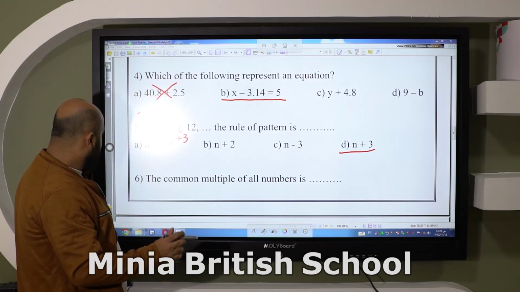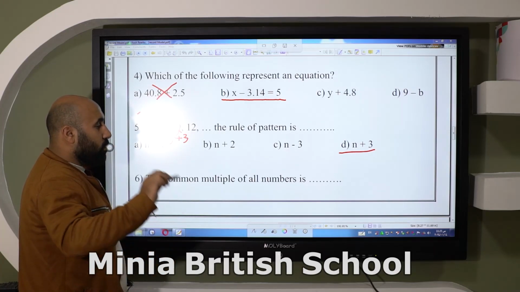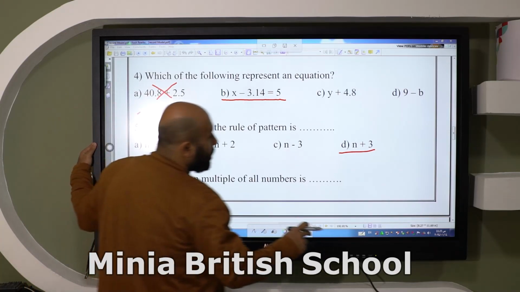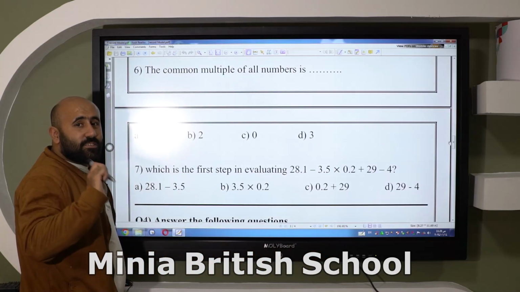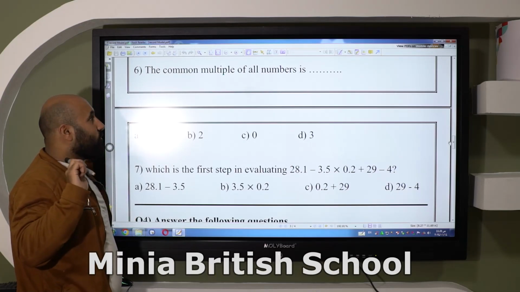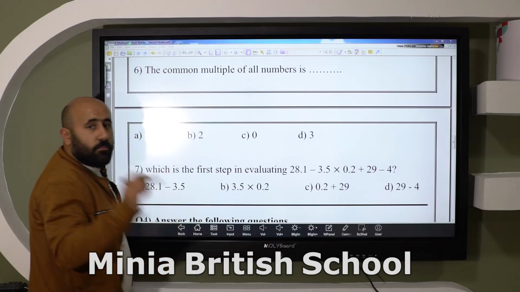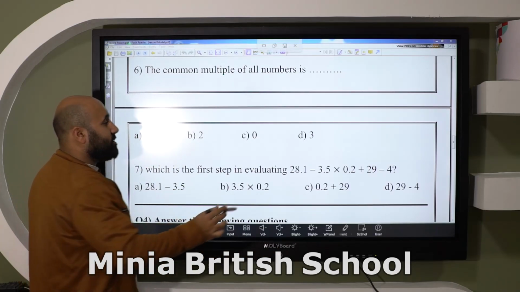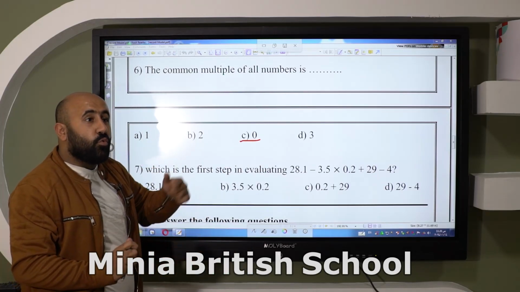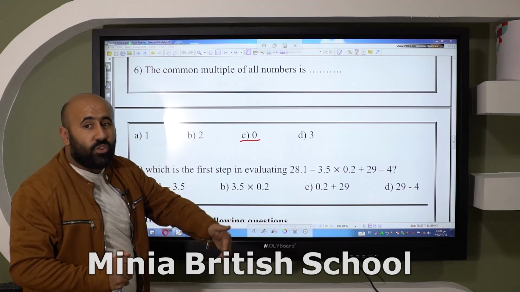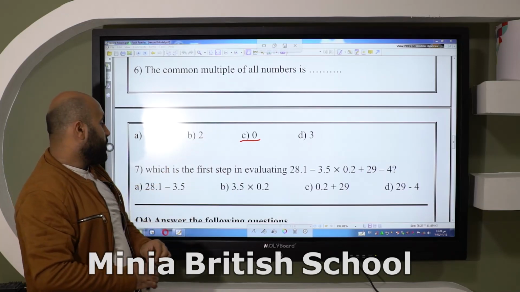The common multiple of all numbers, this is the notice which I talked about. The common multiple of all numbers is 0, and I will choose it now. I told you this notice once before. The common multiple of all numbers is 0. What about, let me remind you, the common factor of all numbers? It is 1. The common multiple of all numbers is 0.